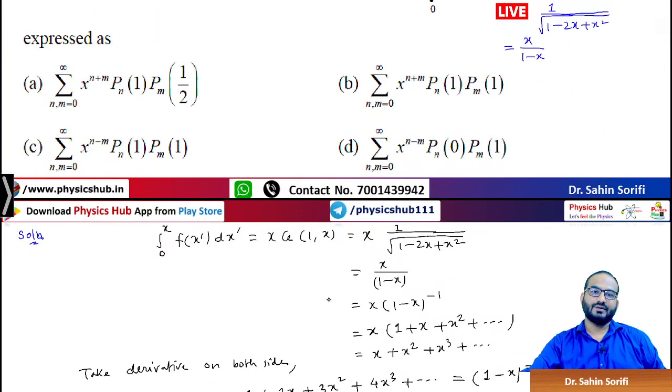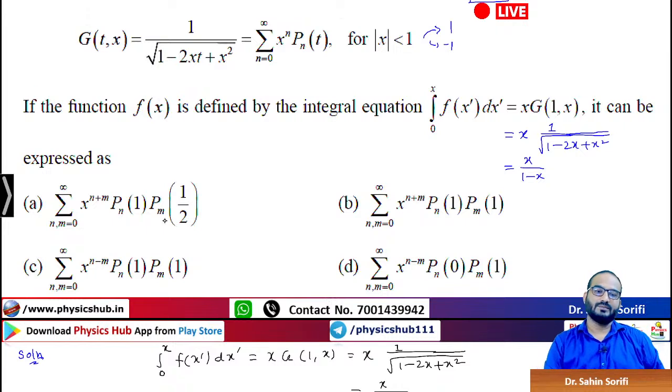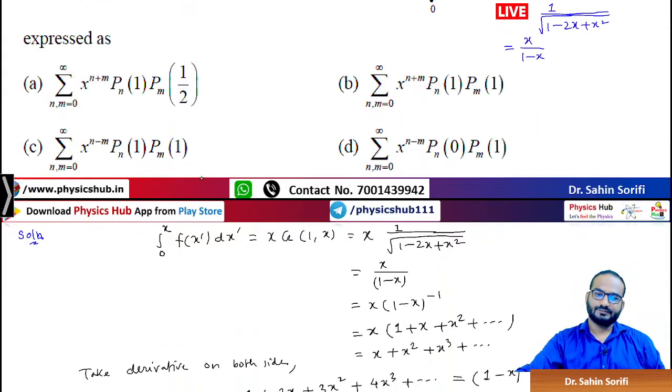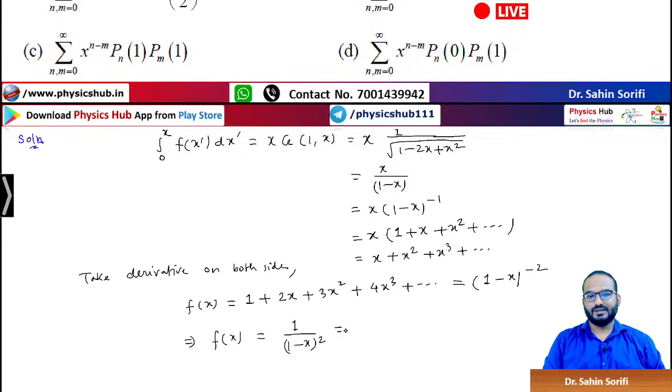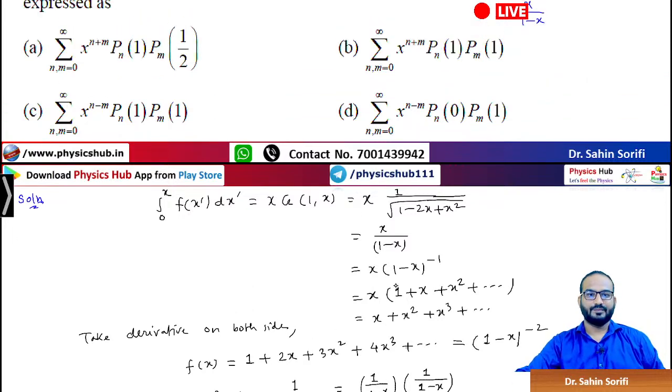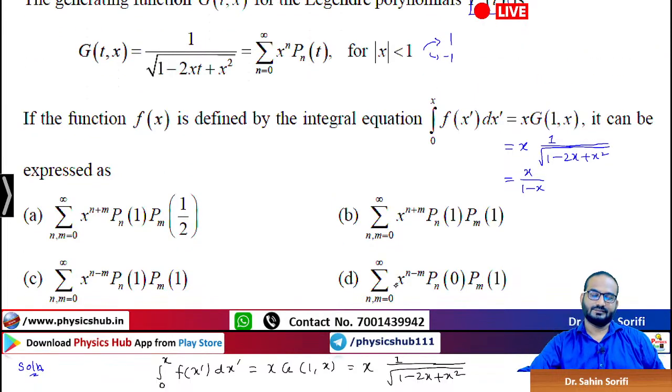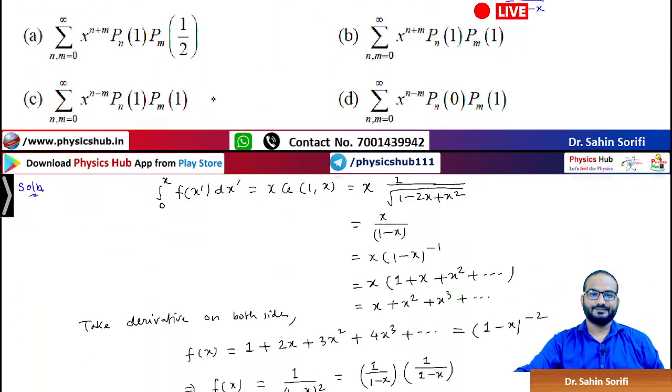Look at the options. You have to express it as the multiplication of Pn and Pm, isn't it? So you can just write it 1 upon 1 minus x, 1 upon 1 minus x. So somehow we need to express 1 by 1 minus x in the form of Pn and Pm. Now what is Pn? Pn at 1 is equal to 1 by 1 minus x, isn't it?